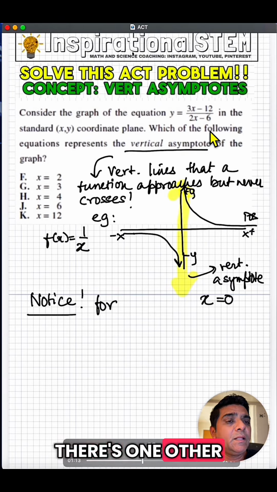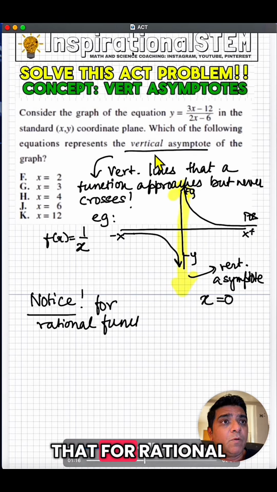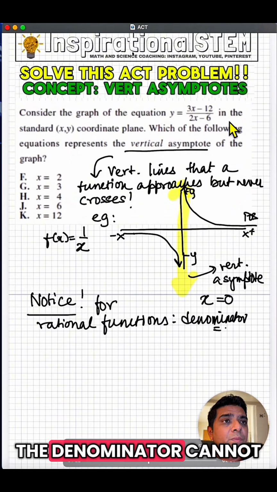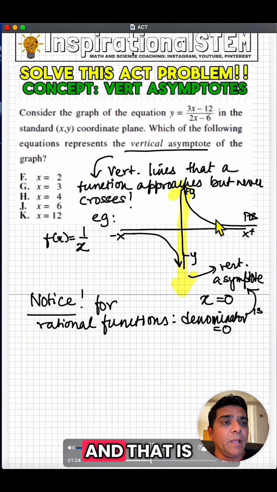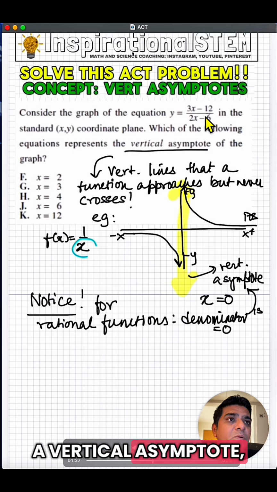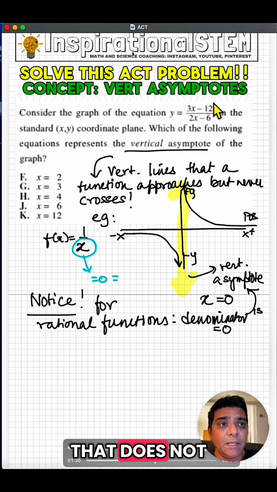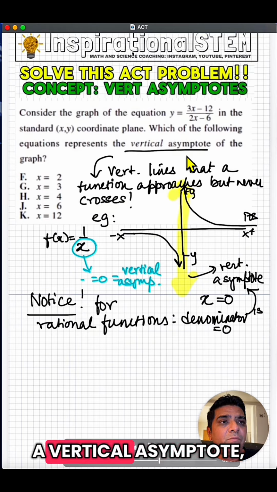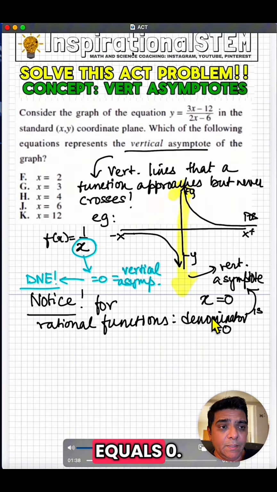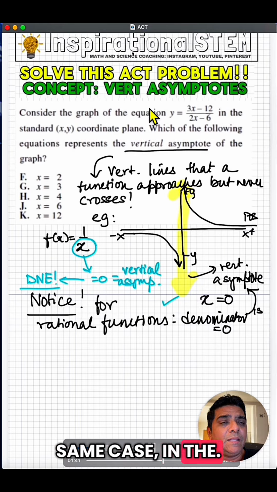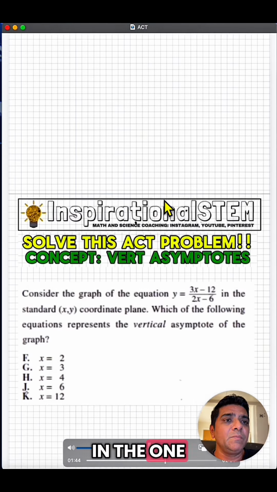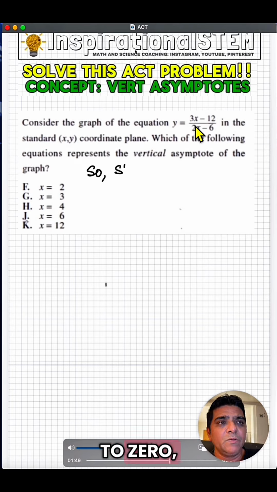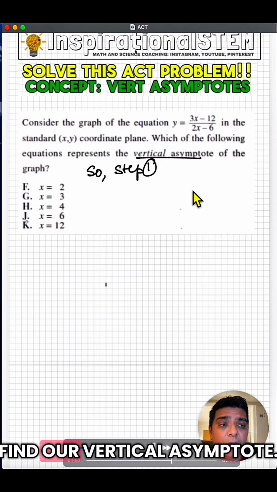Okay, and then there's one other thing that we want to notice here: for rational expressions like these, the denominator cannot be equal to 0, and that is where you have a vertical asymptote, because that is not possible, that does not exist. So in this case, when x is 0, you had a vertical asymptote, as we said before, at x equals 0. In a similar fashion, in the one we have here, when we set this denominator equal to 0, that is when we can find our vertical asymptote.